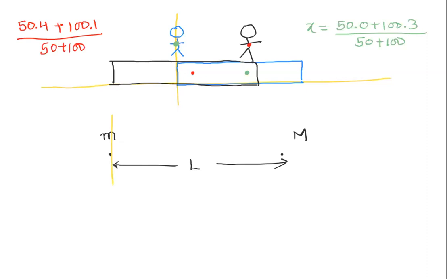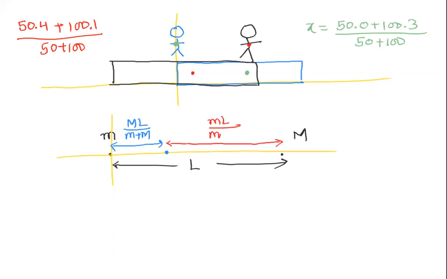So, if I calculate the center of mass from M, then the center of mass is at a distance of ML by M plus M. And from this guy, the center of mass is at a distance of ML by M plus M. This in physics is called the inverse ratio.